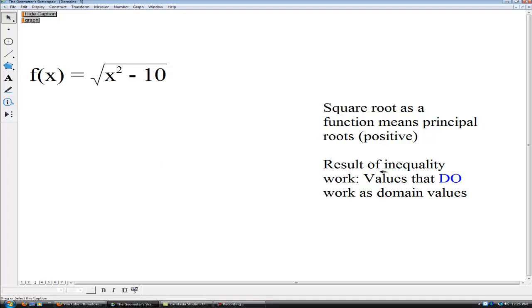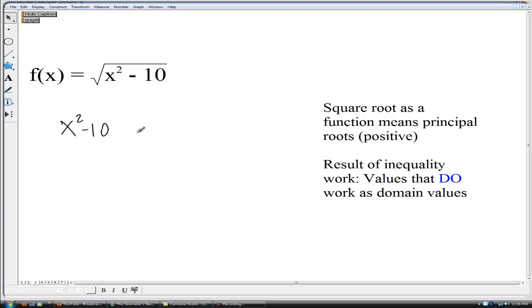One thing that can be confusing when we're finding restrictions is whether our work is giving us values that do work or whether we're getting values that don't work. In this case, we want to find out which values will work as the domain. So we're going to make an inequality, anything under this square root, x squared minus 10, and set it greater than or equal to 0. Because in order to take a square root, we need to have some kind of positive number under here. Or 0 would work also, but we cannot have a negative. That would produce an imaginary. So let's go ahead and solve this.